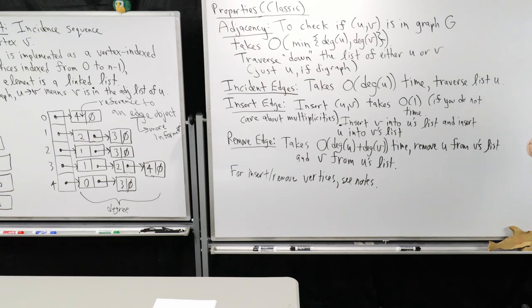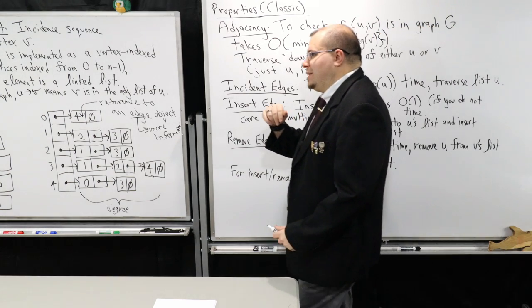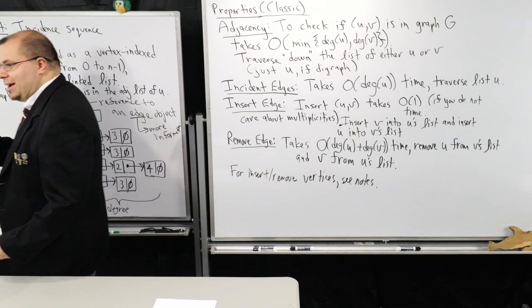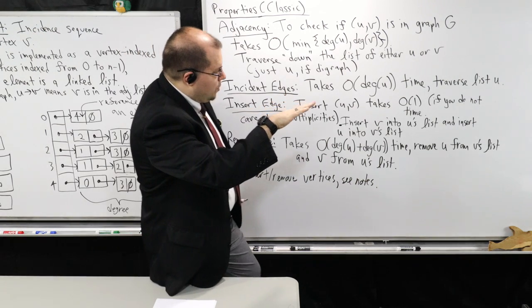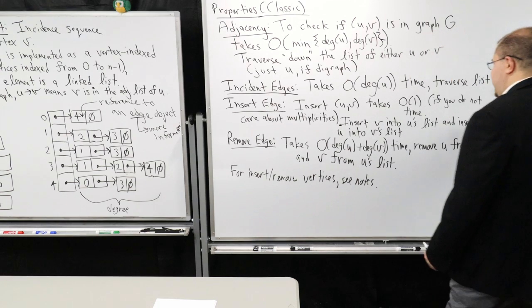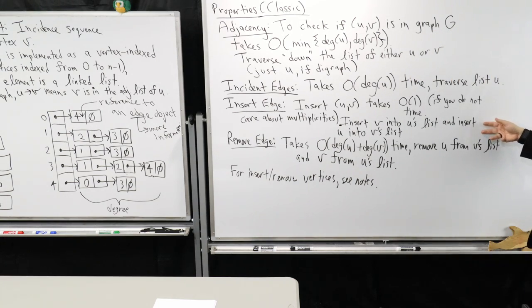Now, if you want to insert an edge, you can do it in constant time. All you do is insert it at the front of the linked list for that given vertex. So if it was a directed graph, you would insert it just at the front of one of the lists. If you do it with an undirected graph, you would just do two insertions.